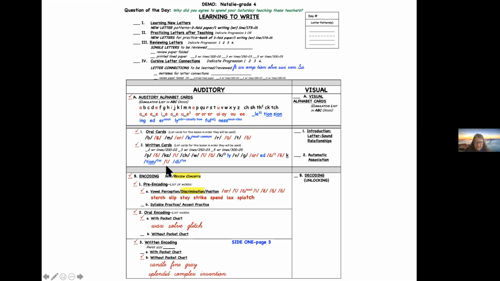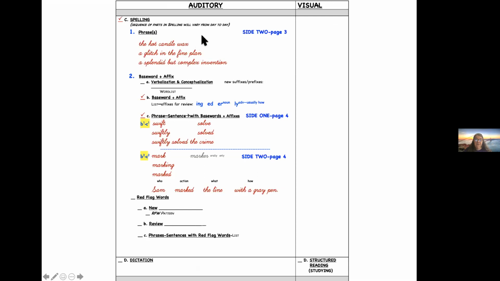we did practice, didn't we? Yes, we wrote candle when we were in written encoding, and splendid. Some of the more difficult ones we've already encoded and written on paper before I asked them to put it in the phrase. Okay, so then you dictate the phrase since you already practiced the parts that they needed to practice. Right, or that I anticipated they needed to practice. Sometimes we don't always anticipate everything we need to.